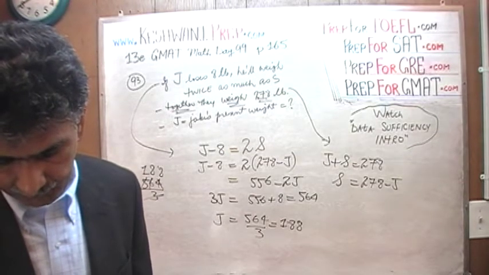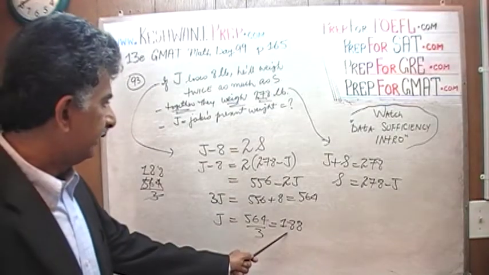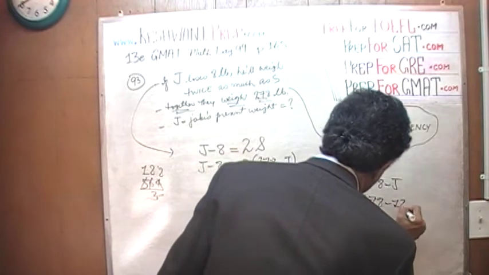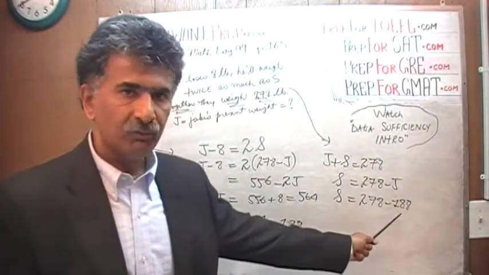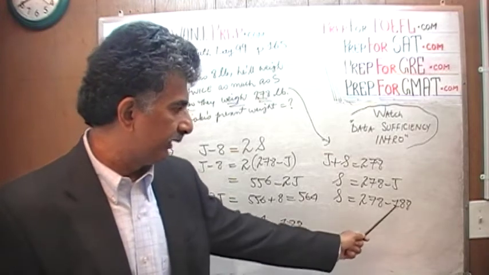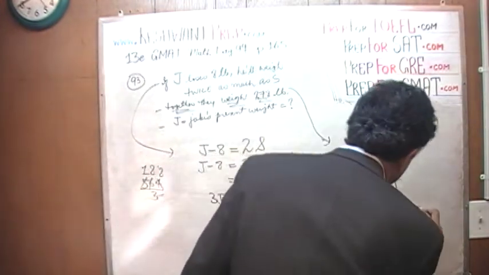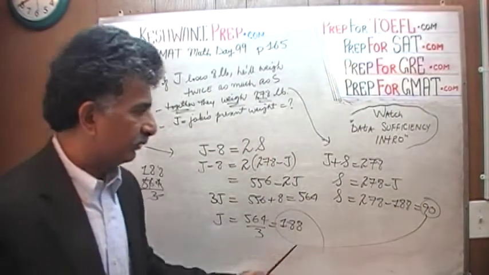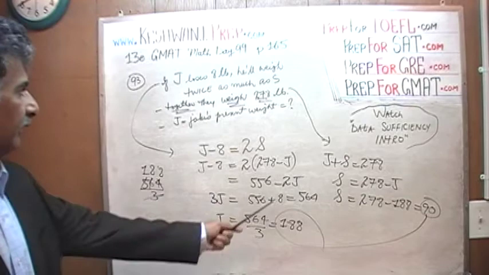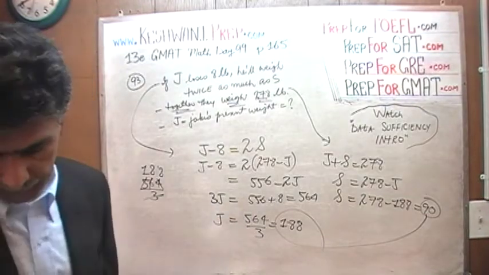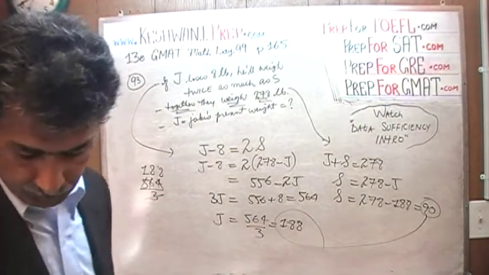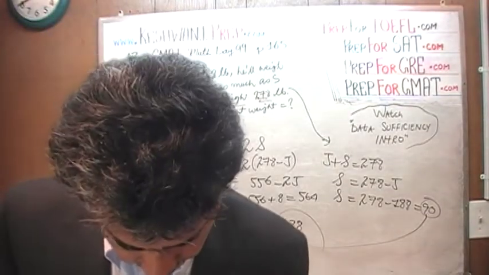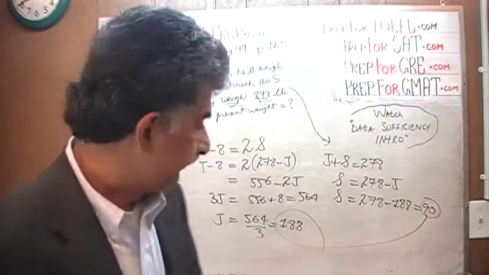I want to quickly verify it. 188, which means S must be 278 minus 188. 278 minus 178 would have been 100, therefore 278 minus 188 is 90. Obviously it's going to confirm because that's where I got it from, but anyway. Jake's weight is 188, and the answer is E.